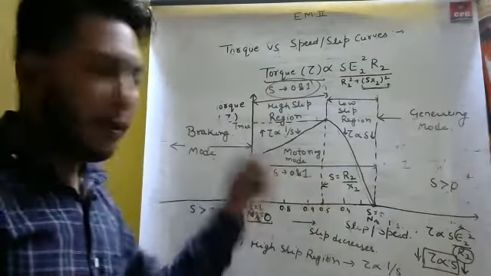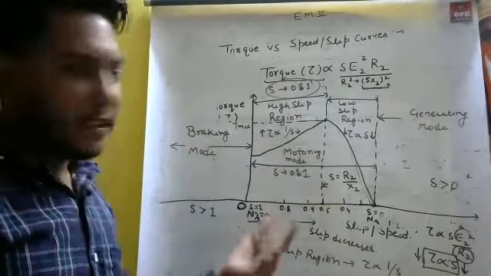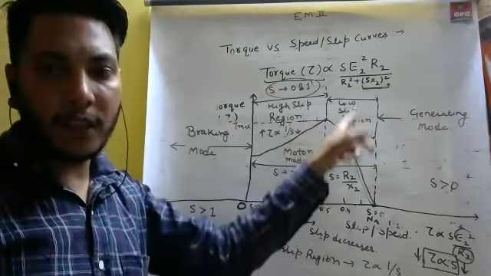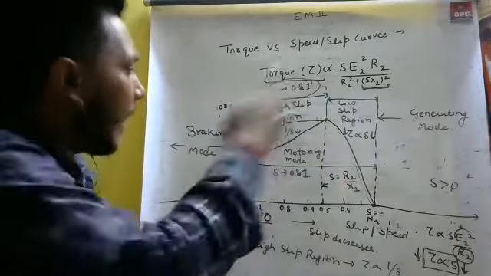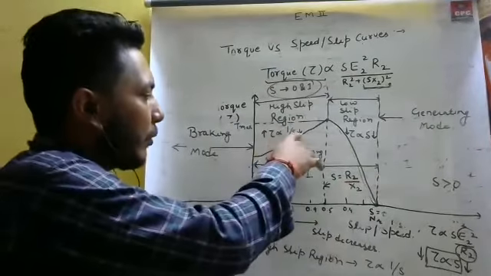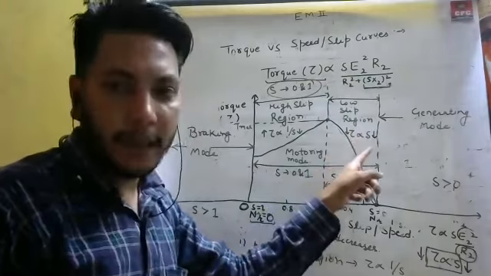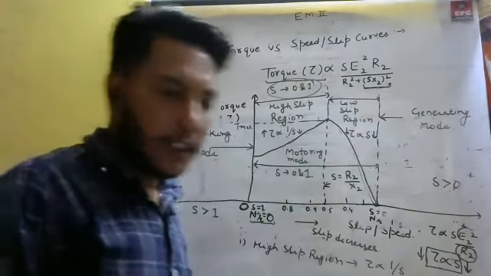But if we are talking about the motoring mode, then this induction motor operates in 2 regions. First is your high slip region, and second is your low slip region. In the high slip region, the torque is proportional to 1 upon S, and in the low slip region, the torque is directly proportional to S.